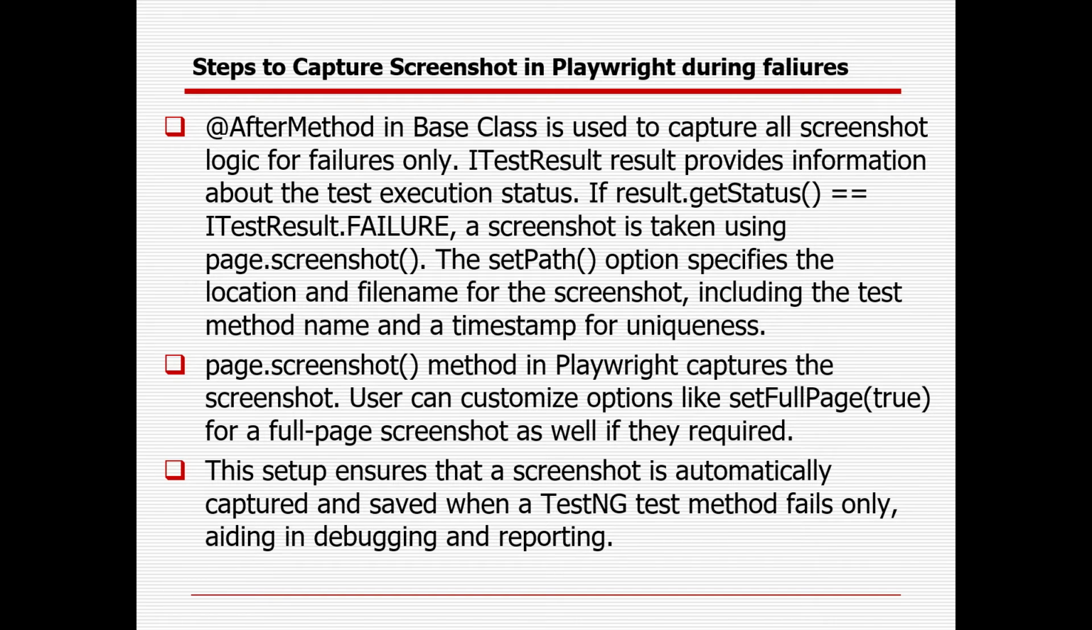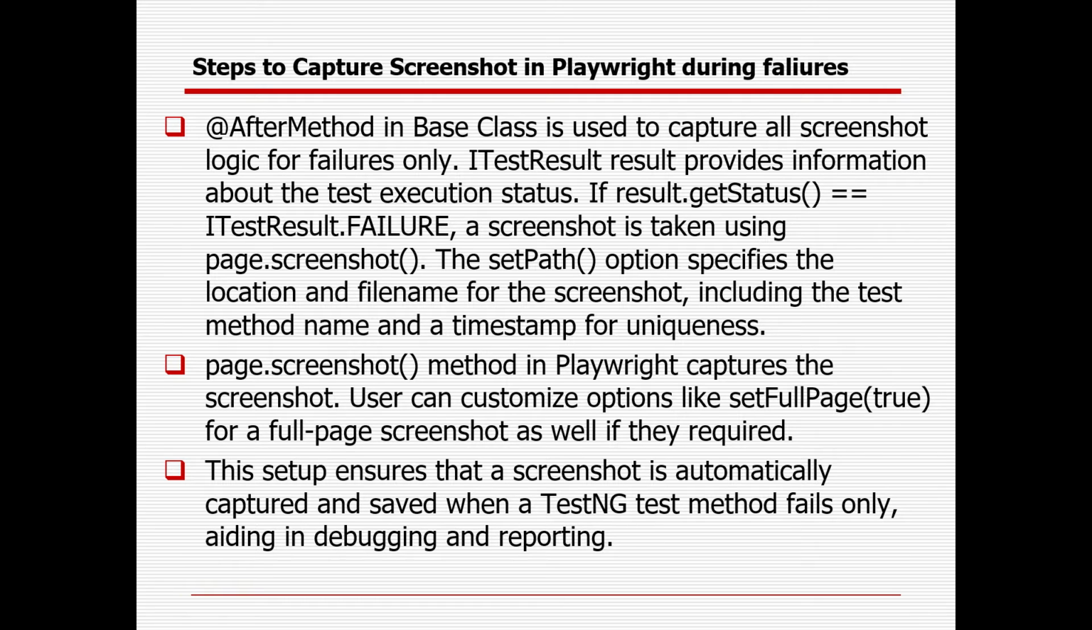This setup ensures that a screenshot is automatically captured and saved when a TestNG test method fails only, aiding in debugging and reporting easily. Because I can analyze the failure part from the failure screenshot only, so that is the way it might help. But whatever the requirement, the user can capture the screenshot for all the executions, or they can capture the screenshot only whenever there is a failure at the method level.